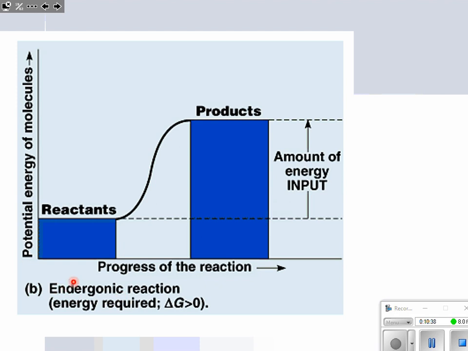Now, the opposite of that is endergonic. That means somewhere during the chemical reaction, energy is being gained, energy is being input. It means that the products, the chemicals that we end up with, have more energy than the chemicals that we started with. So that's a positive delta G. Notice it says delta G greater than 0.